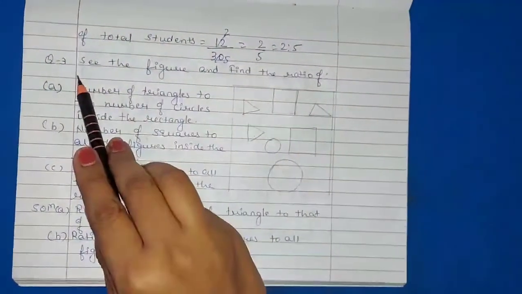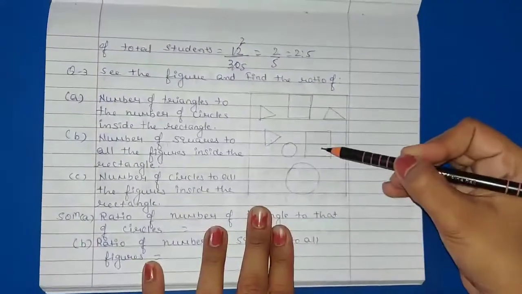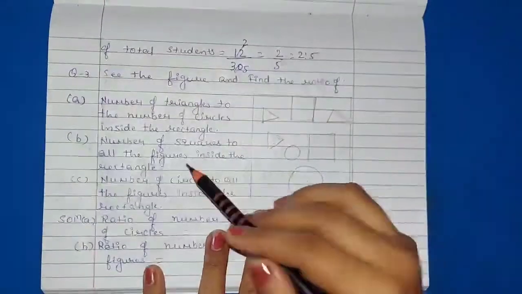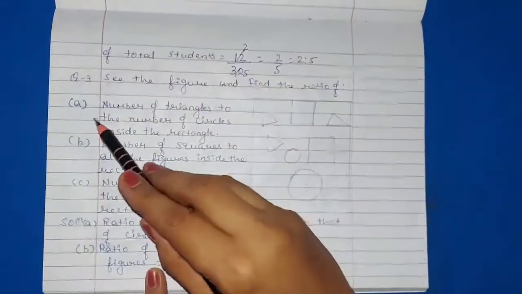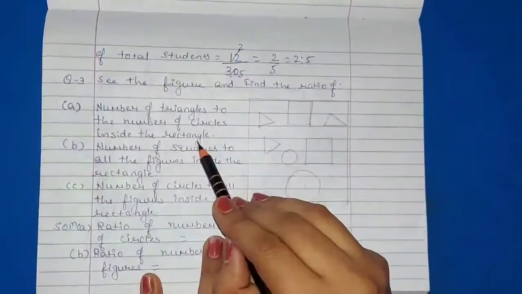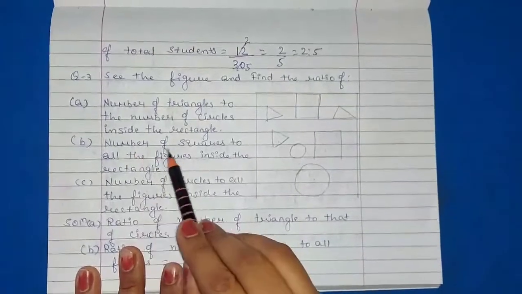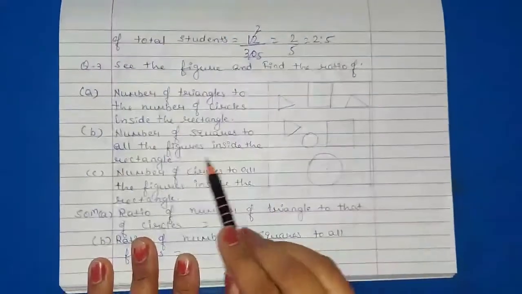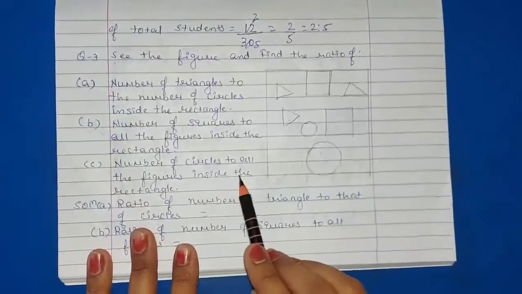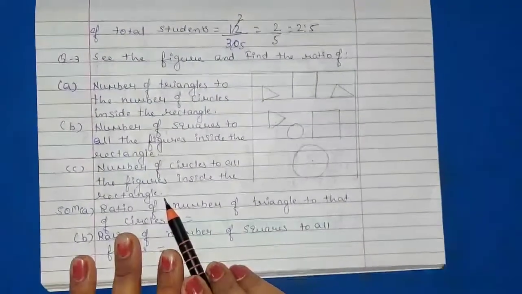Question number 3. See the figure and find the ratio of. Now, there are 2 squares, 3 triangles and 2 circles. Now, we have to give answers of the given question. A. Number of triangles to the number of circles inside the rectangle. B. Number of squares to all the figures inside the rectangle. And C. Number of circles to all the figures inside the rectangle. So, let us find answers of the different questions.